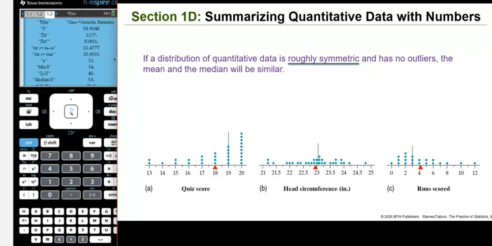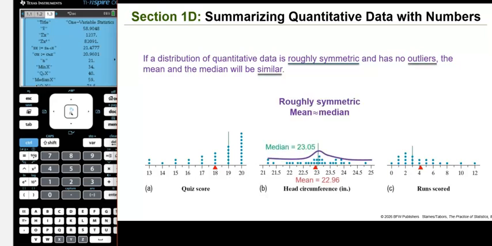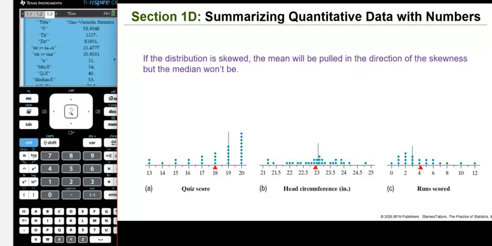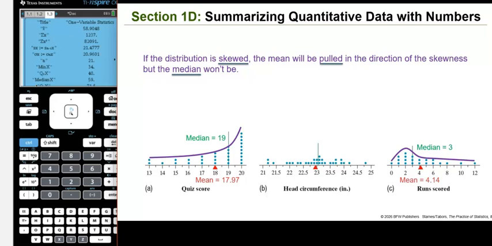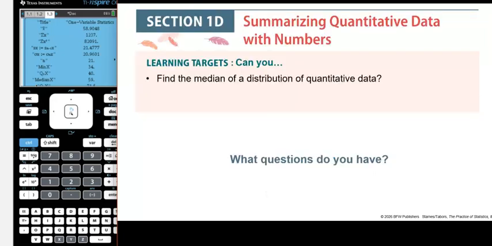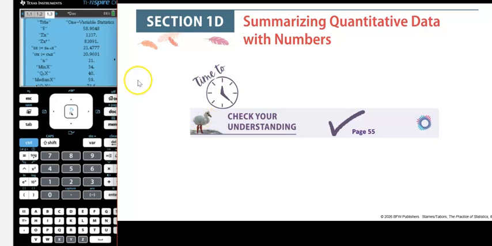Again, if it's roughly symmetric, the mean and median will be pretty similar, pretty close, depending on the direction of the skewness. So when it's skewed left, the mean is going to be smaller. When it's skewed right, the mean is going to get bigger because it's greatly affected by the outliers. So again, the mean gets pulled towards the skew, towards the outliers, whichever direction they're in. Good. That's the lesson for today.